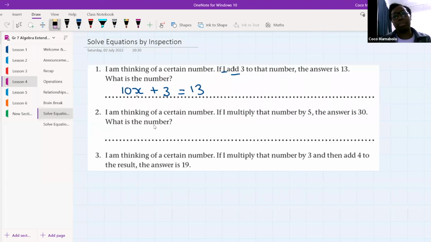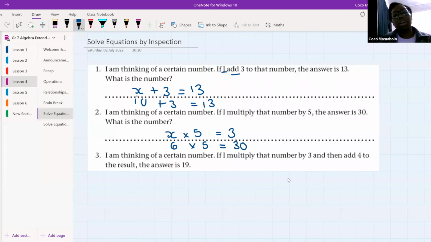Okay, so my answer here is 10. That means when I write this down, underneath it I'm going to write 10 plus 3 is equal to 13. Okay, let's look at the next one. I'm thinking of a certain number. If I multiply that number by 5, the answer is 30. So some number times 5 is equal to 30. And Hermione was just like, straight away, 6. Well done, Hermione. 6 times 5 is going to give us 30.